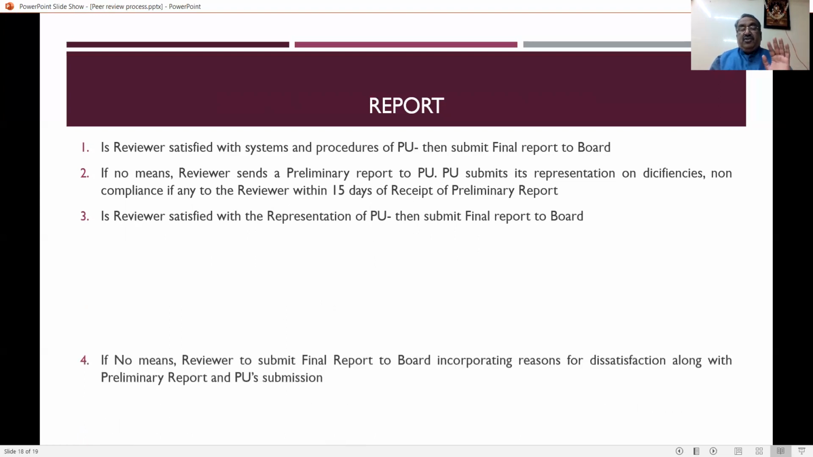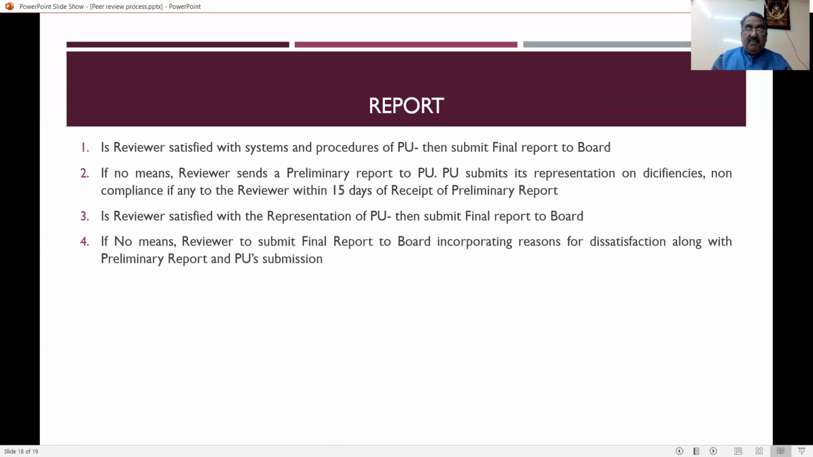In spite of that, if the reply to the preliminary report is not up to the satisfaction of the reviewer, then he can submit the report to the board with the reasons. We disagree with these following points. So they can give the final report along with the preliminary report, and the reply given by the practice unit against the preliminary report has to be given by the reviewer to the board. In this manner, they can report. And this is a basic thing.